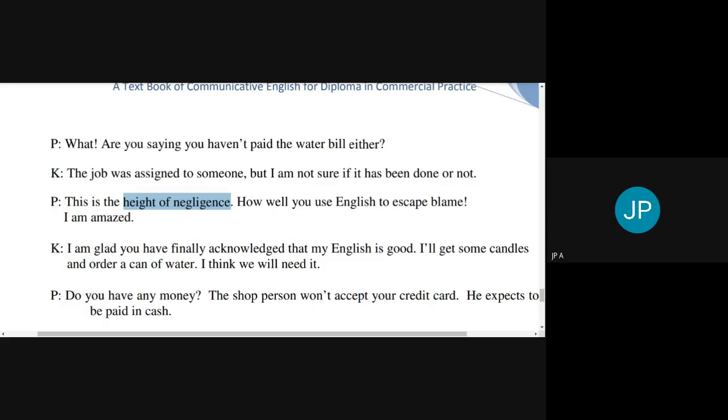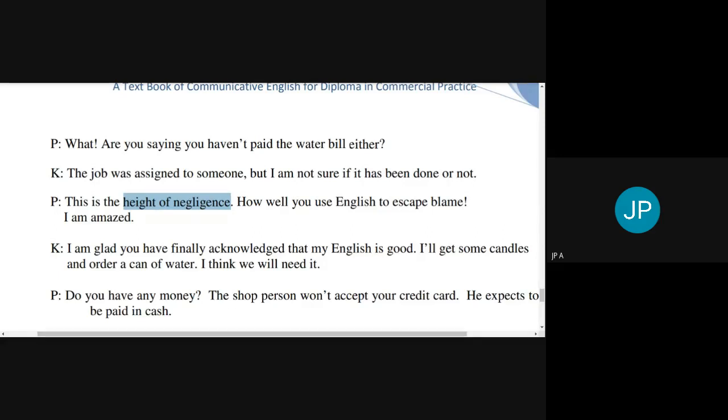And then she is scolding him. She says, how well you use English. Yes, how well you use English to escape blame. So she is using an exclamatory sentence. How well you use English to escape blame. You are using English to escape blame. To shift the blame onto someone else, he is using English.